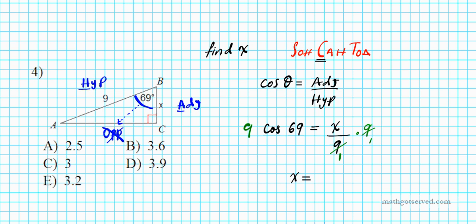If you plug it into your calculator to 3 decimal places, you have 3.225. But if you want to round it to 1 decimal place, so the nearest tenth, you have 3.2. The measure of side x is option letter E.